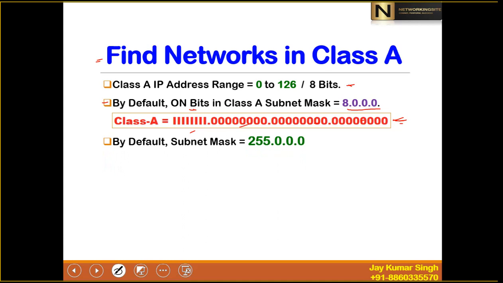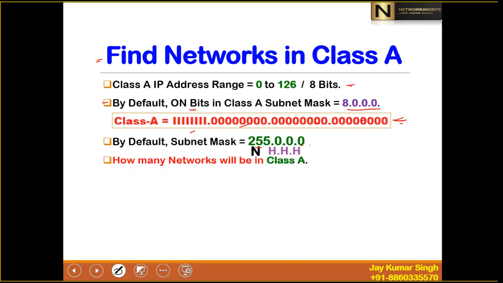Now, by default, the subnet mask of class A will be 255.0.0.0. So in class A, how many network parts are there and how many host parts? One network and three host parts. Okay, very good.